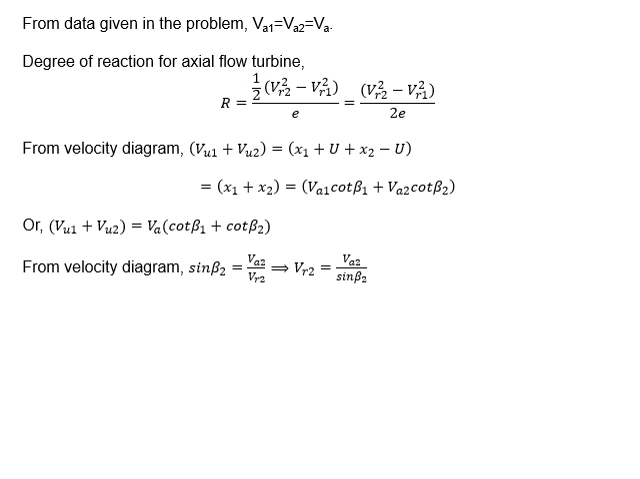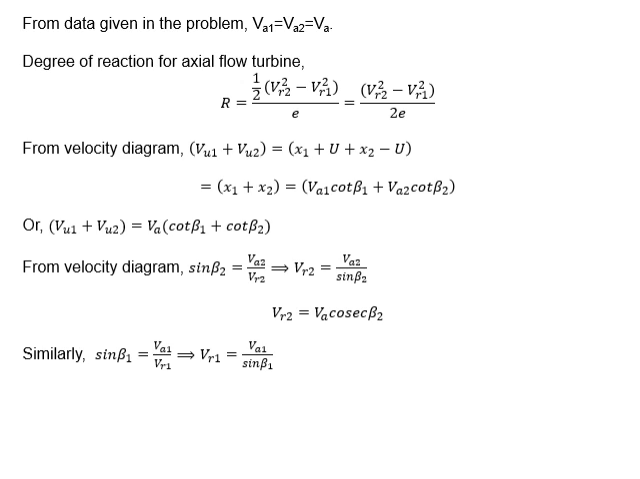From the velocity diagram, sin beta 2 is equal to V of A2 by VR2. That means VR2 is equal to V of A2 by sin beta 2. So here the VR2 is equal to V of A into 1 by sin beta 2. The 1 by sin beta 2 is equal to cosec beta 2.